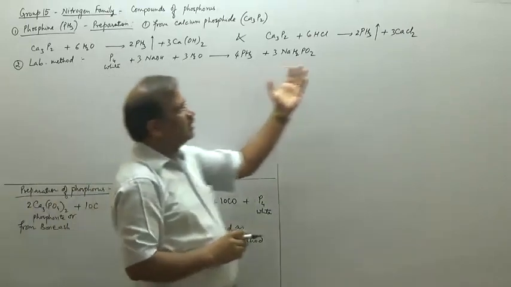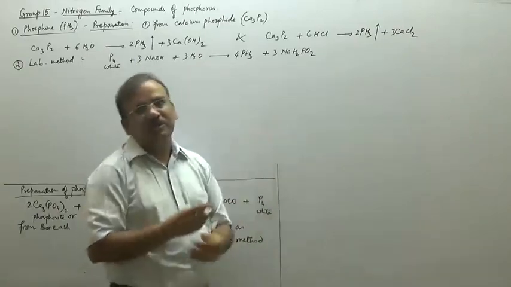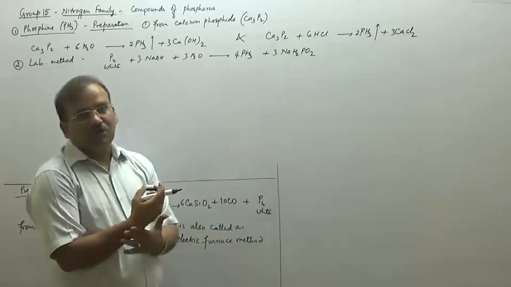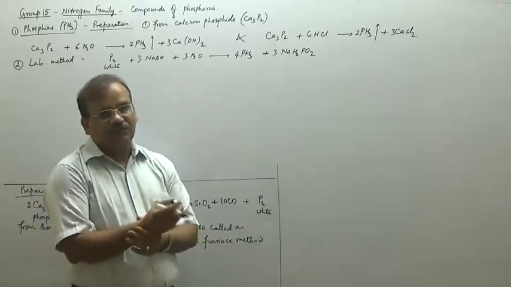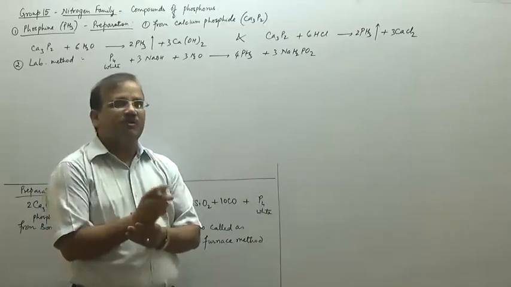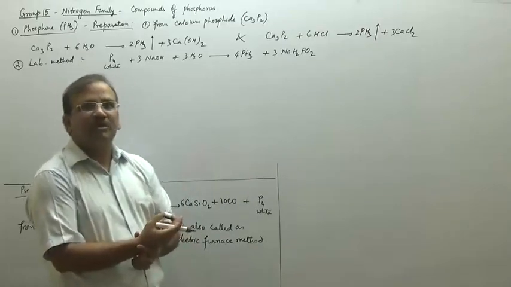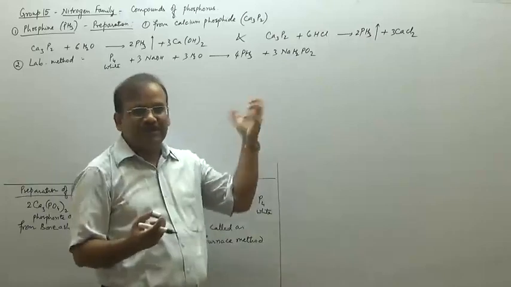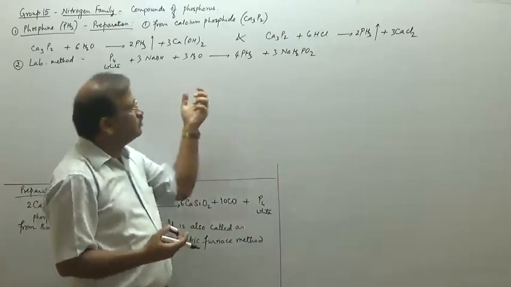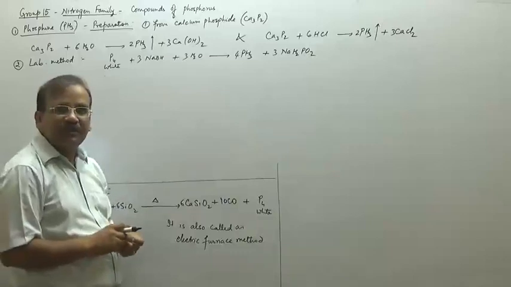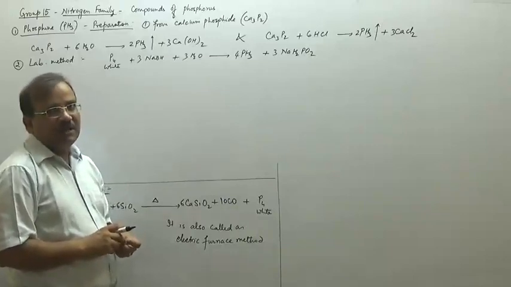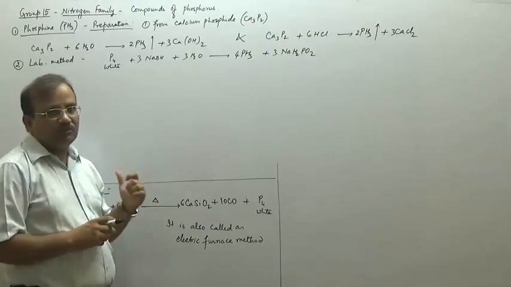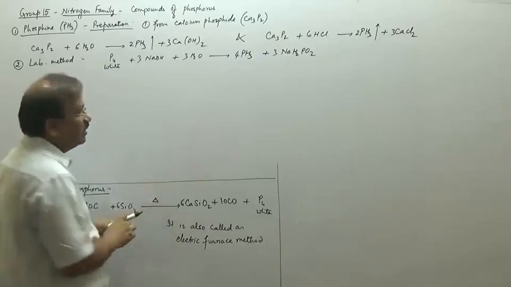Now we can prepare phosphine from the phosphide, which is the commercial method, and also in the laboratory. It is non-inflammable, it does not catch fire easily, but it becomes flammable if it has impurities like P2H4 or P4, the unreactive phosphorus which is left in it. So phosphine is non-inflammable, but it becomes flammable when impurities like P2H4 and P4 are present.